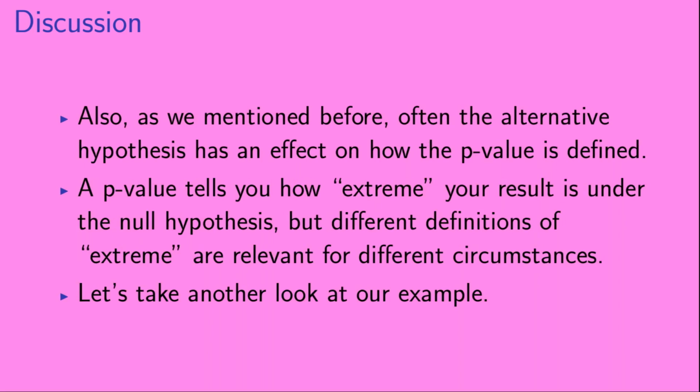Also, as we mentioned before, often the alternative hypothesis has an effect on how the p-value is defined. A p-value tells you how extreme or weird your result is under the null hypothesis, but different definitions of extreme are relevant for different circumstances. Let's take another look at our example.